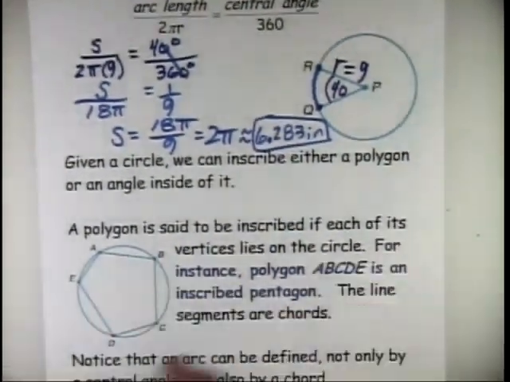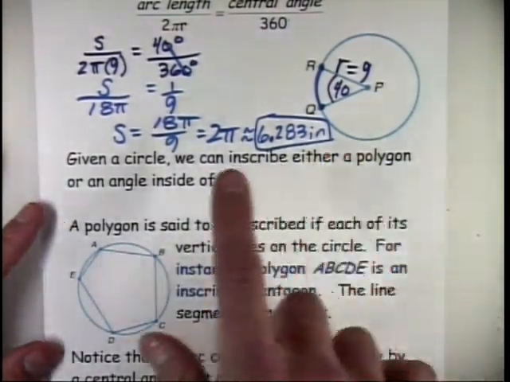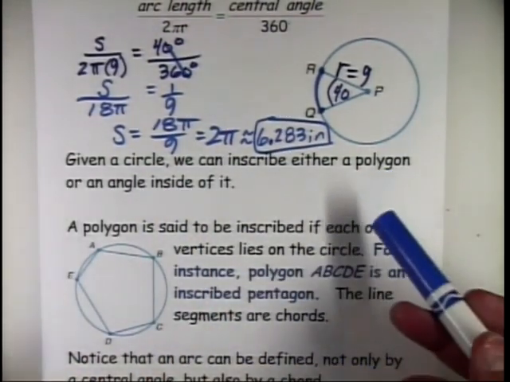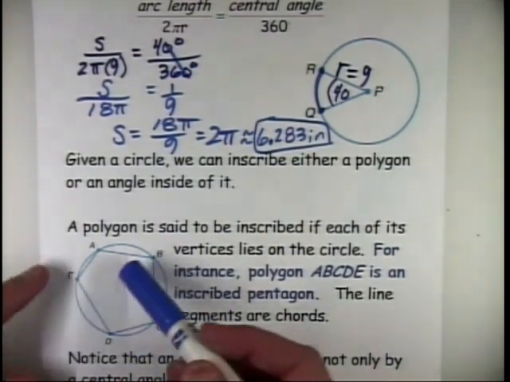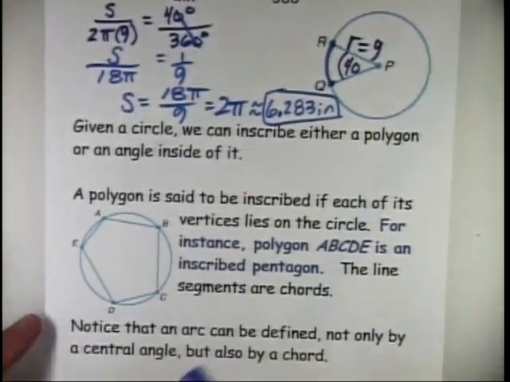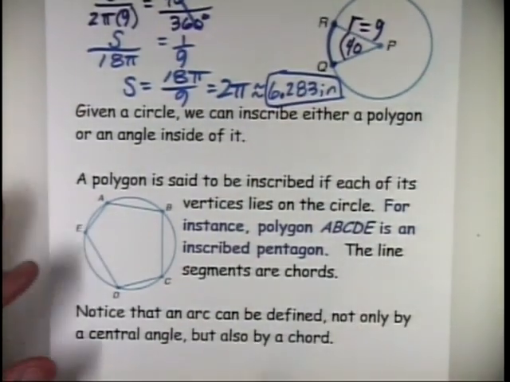Okay, so given a circle now, we can do other things with it. We can inscribe either a polygon or an angle. And we're going to look at polygons first. Remember, a polygon is just a closed geometric surface where the points or the line segments meet at things called vertices. And we can stick those inside of a circle. So we're going to start with a circle of a predetermined size, and then we're going to put inside, or inscribe, a particular polygon.